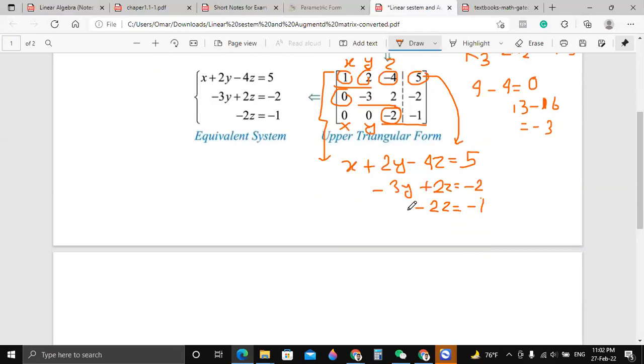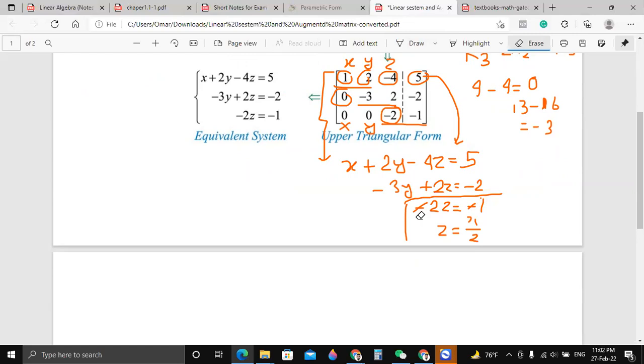So you can easily find the value of z here, right? From this equation, you can cancel the minus from both sides. So z will be 1 by 2. Okay. z will be 1 by 2. Just take this 2 to the right side. You get z equal to 1 by 2.